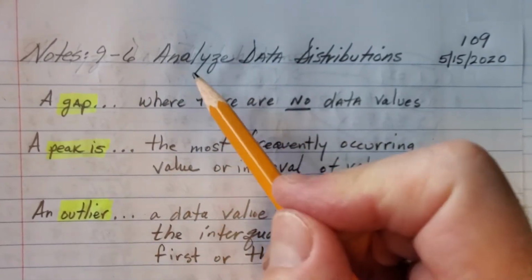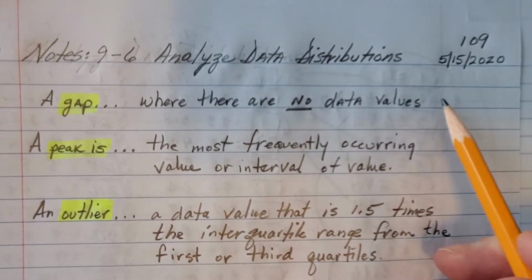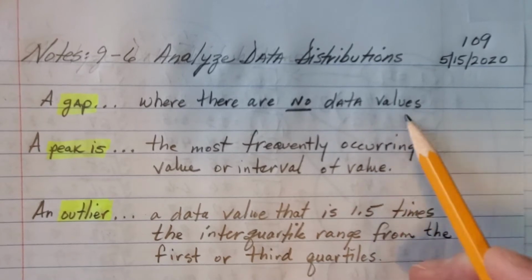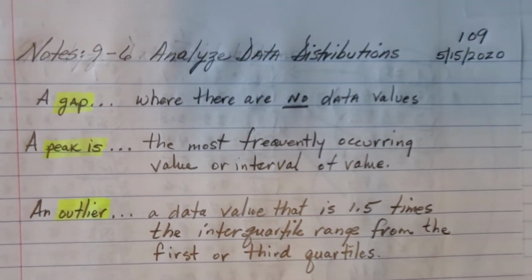So a gap is where there are no data values. So you've got a bunch of data, and then there's a gap, and then you have other data. Okay, you're going to see that. So that's what a gap is.